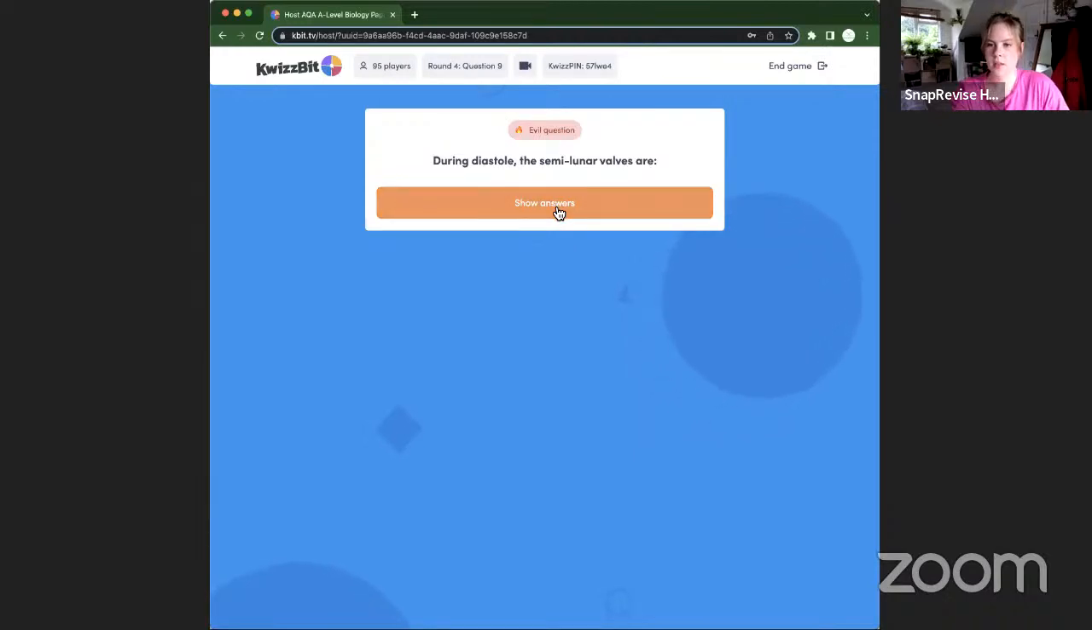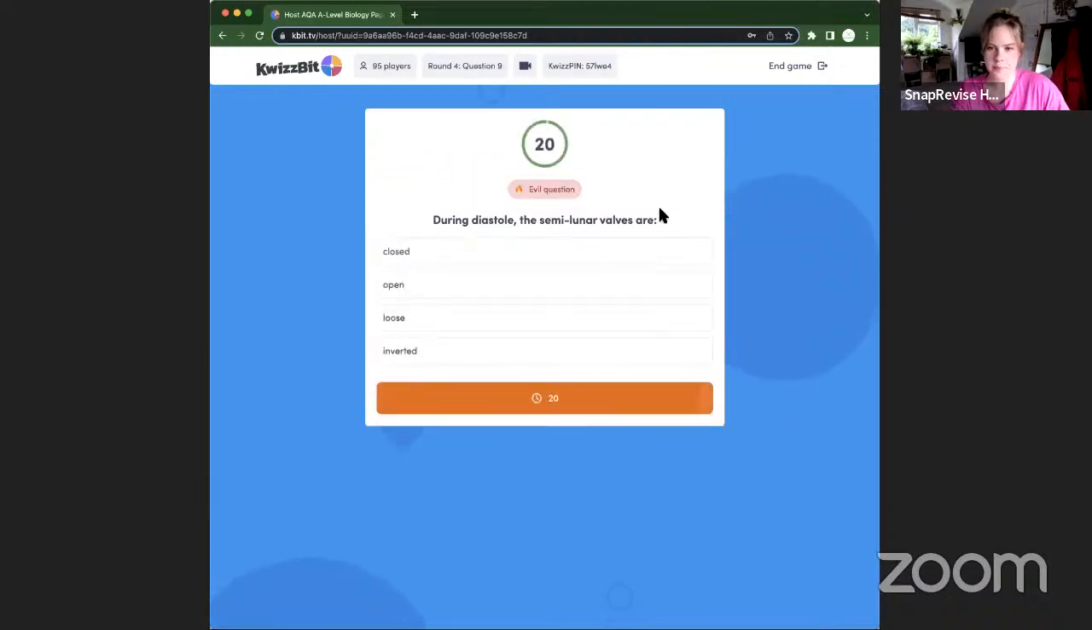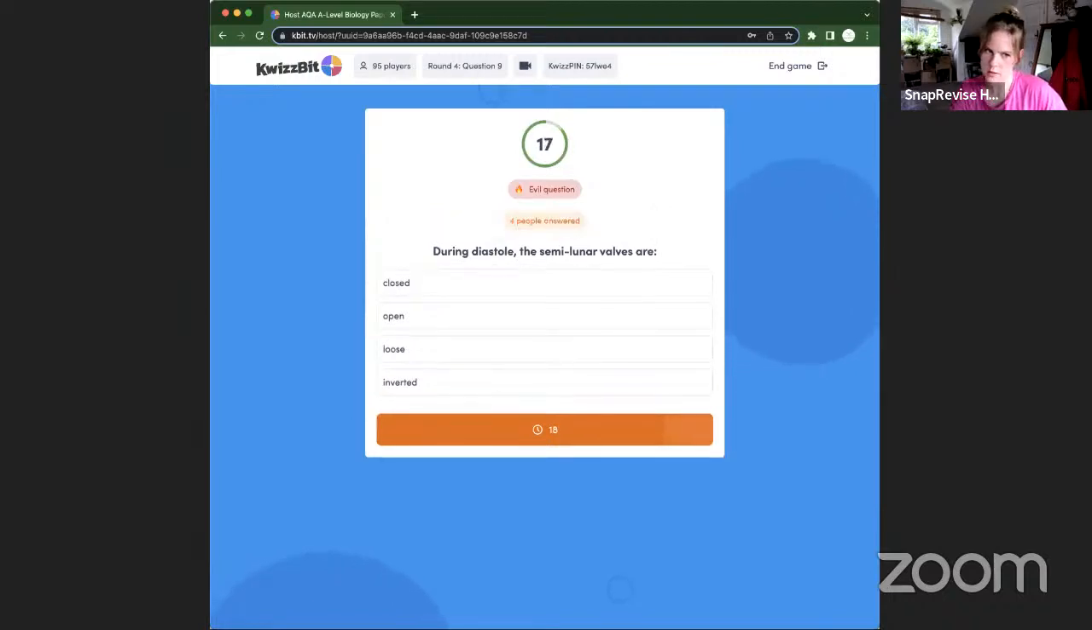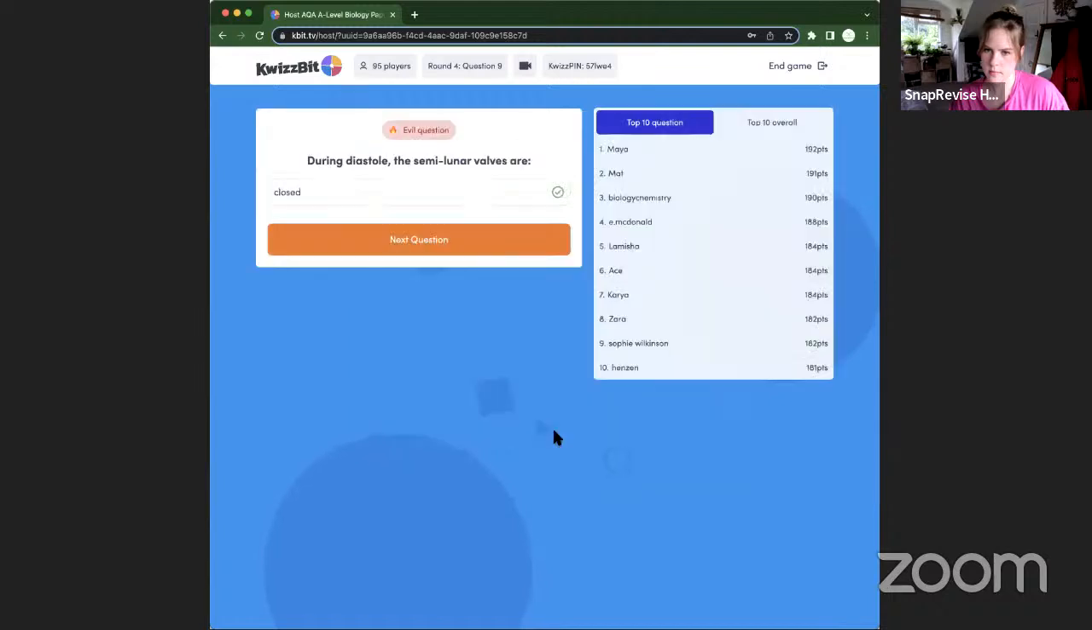Okay, during diastole, the semilunar valves are what? So remember, diastole is the phase of the heartbeat when the muscle relaxes and allows the chambers to fill up with blood. So what are the semilunar valves doing when all that's going on? They are closed. Brilliant. Remember, that prevents the backflow of blood.